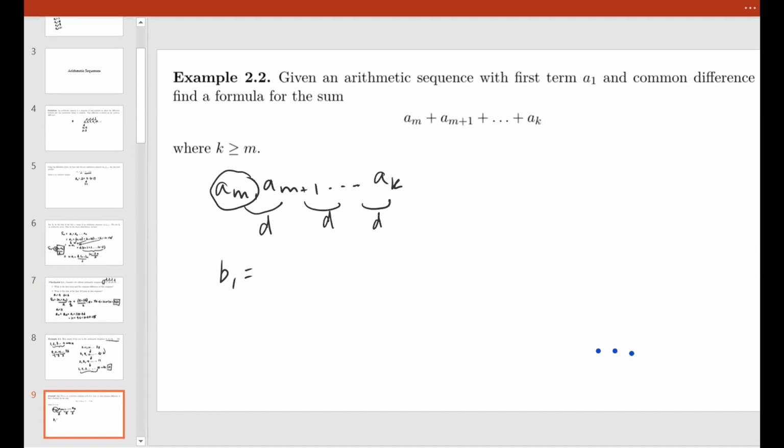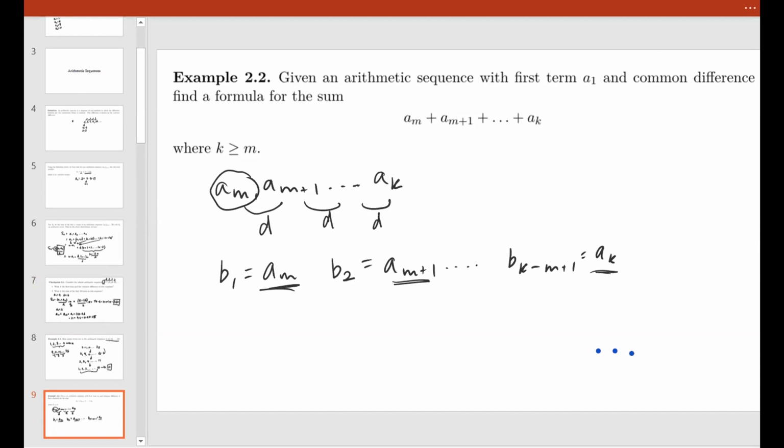So the first term of b will be a(m+1). The second term of b will be a(m+2). Then we have b(k-m), so this is basically these terms a(m+1) all the way to ak.